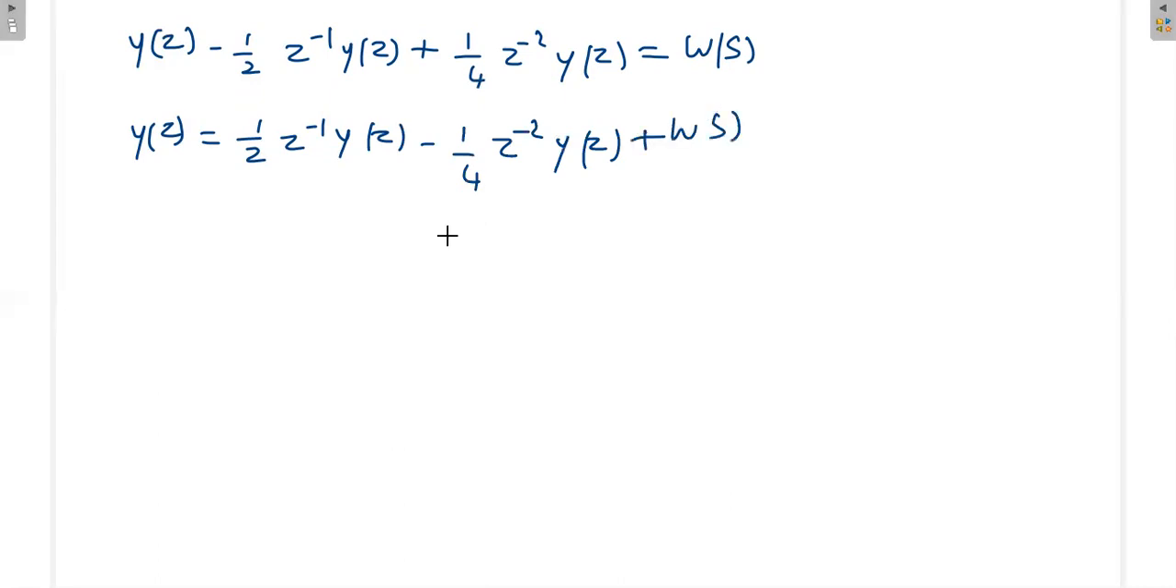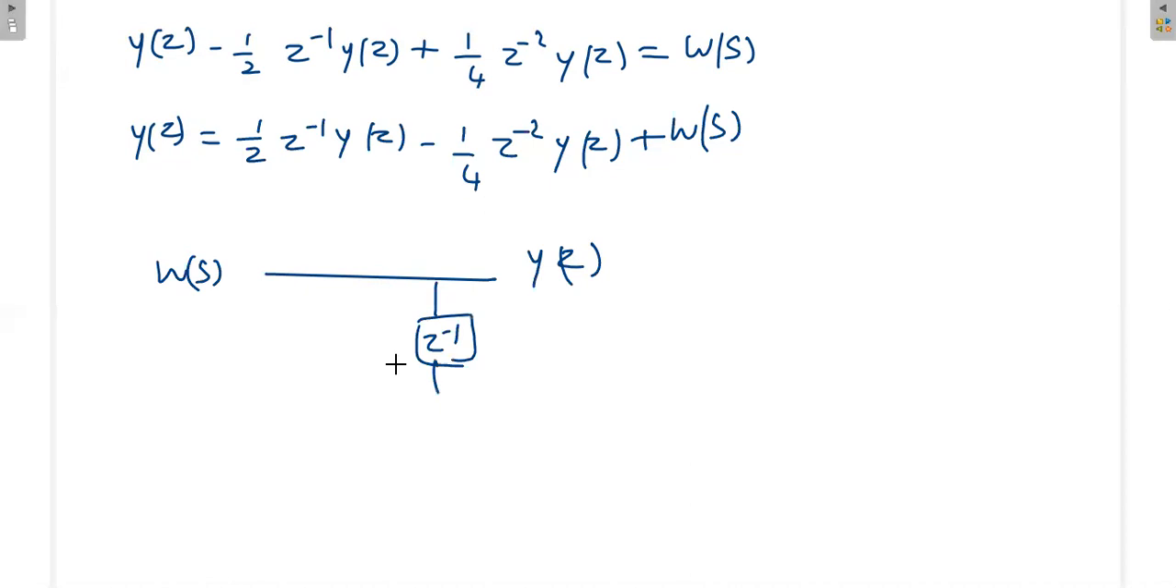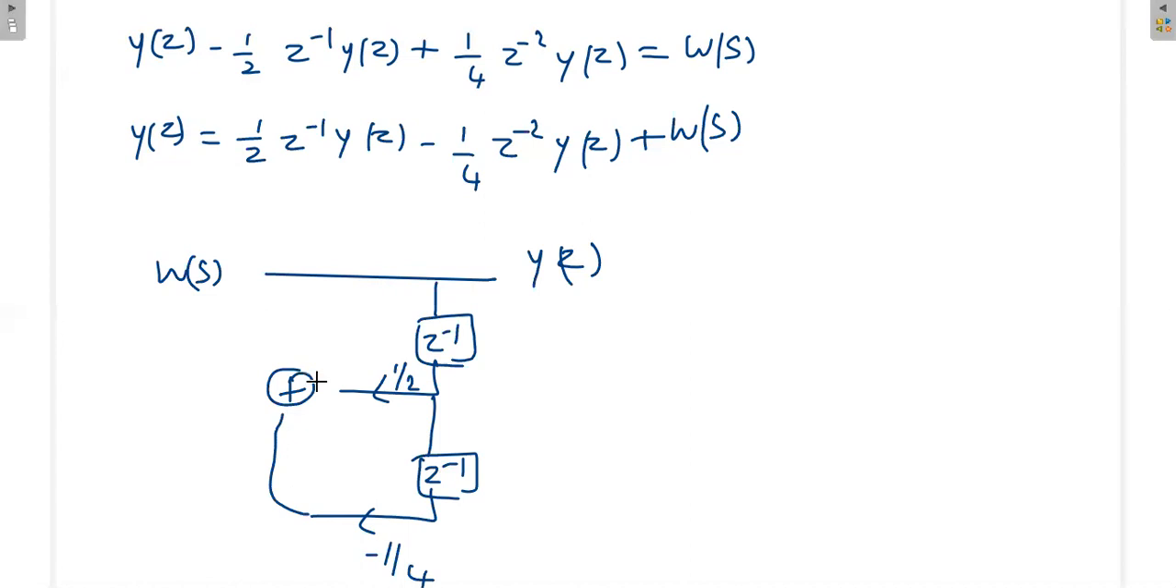Okay, so that means what? Suppose if we have w of z, from that we can get y of z. Again, along with the extra term, we apply the delay z inverse with the gain 1 by 2, one more delay with the gain minus 1 by 4, together. Okay, so this is the realization at the output side.